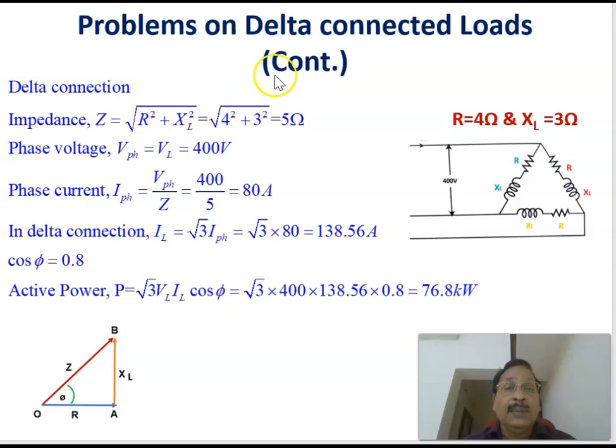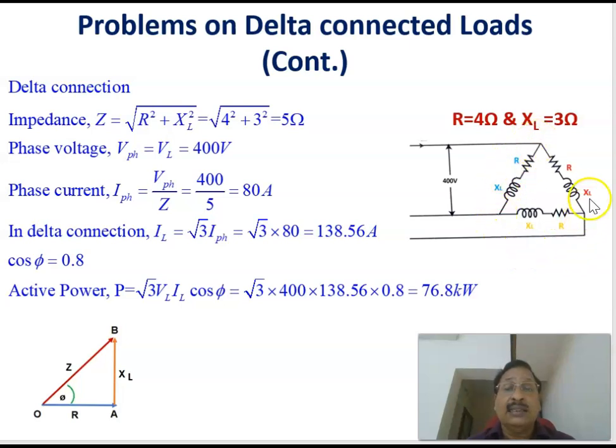Now coming to the same branches, connected in delta configuration, 4 ohms resistance and inductive reactance 3 ohms. Again, the same supply, 400 volts, is applied. Now, what is the power consumed and what is the line current? Here, in order to find the line current, you first have to calculate the phase current. Phase voltage is the same as the line voltage, 400 volts. The phase current is given by 400 divided by the impedance 5, that is 80 amperes.